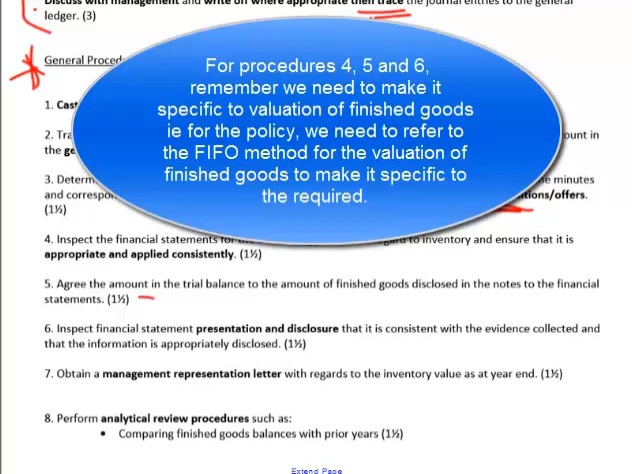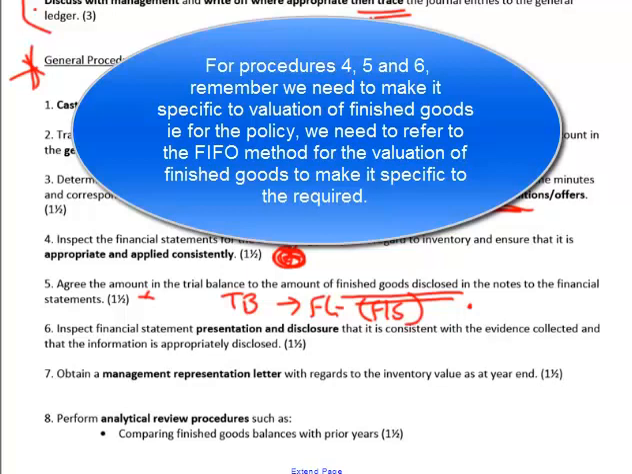Okay. Number 5, agree the amount in the trial balance to the amount of finished goods disclosed in the notes to the financial statements. So the amount that was sitting in our TB needs to go through to our finished goods in our financials. Okay, so here we spoke about the policy. So is the policy consistent? Here we want to make sure that the actual finished goods line item, so the actual amount in inventory, is the amount sitting in our financial statements.